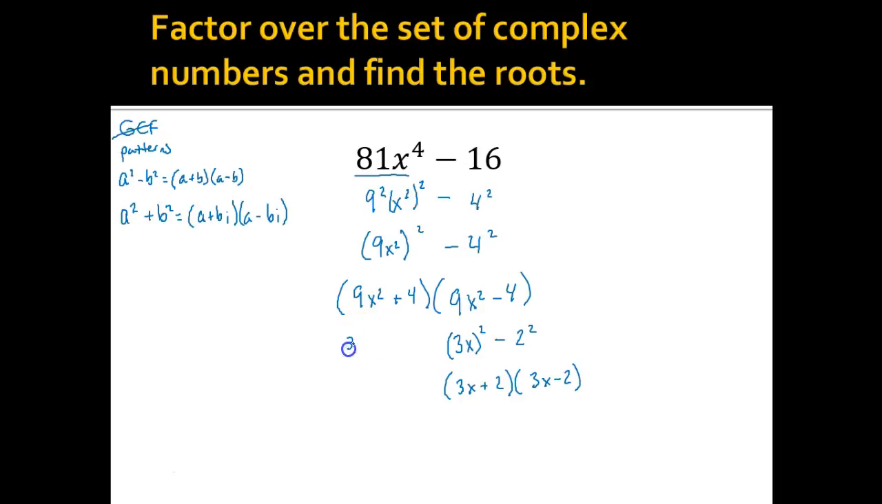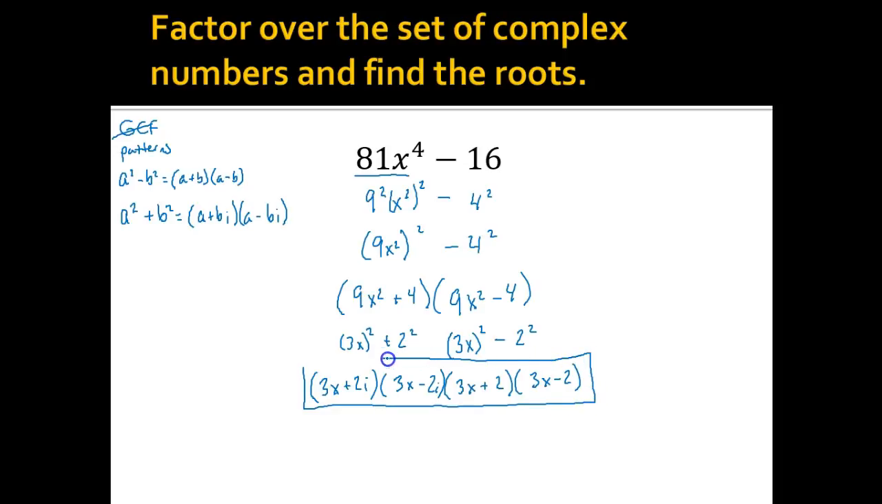We already know this is 3x squared plus 2 squared, and so we'll plug that into our formula and we'll get 3x plus 2i and 3x minus 2i. So there we have four factors, and that is the answer of factor this over the set of complex numbers, meaning even if there are complex roots or complex factors, imaginary factors, we'll use those also.